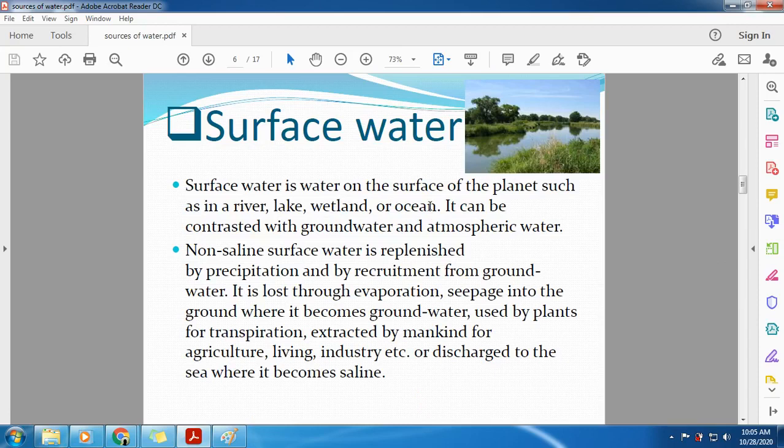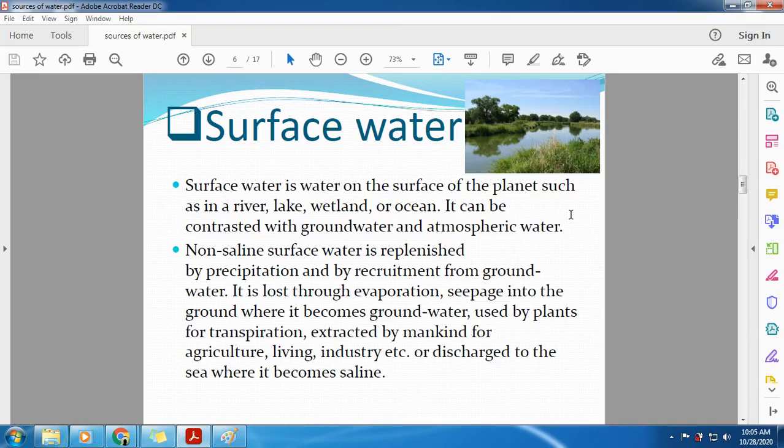Surface water is water on the surface of the planet. Non-saline surface water is replenished by precipitation and by recruitment from groundwater. By recruitment, I think what is meant here is capillary movement eventually joining the surface, or artesian wells with high pressure. You may know of this in your community, particularly at the Argao Central Elementary School.